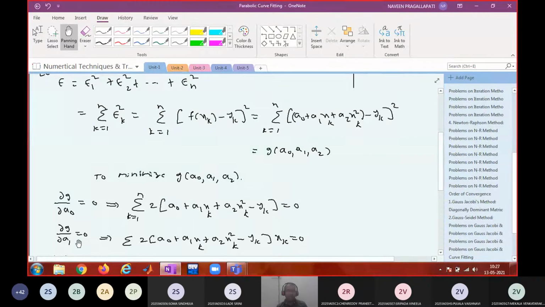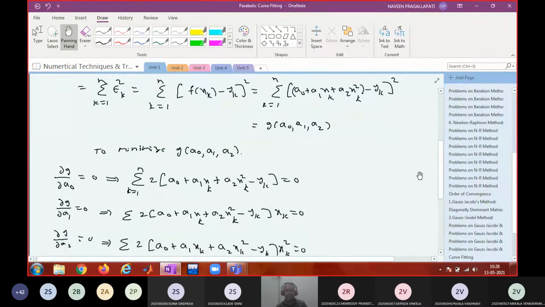When differentiating with respect to a1, the derivative of the expression is the derivative of each term. So two times this expression, and with respect to a1, the a0 derivative is 0, the a2 derivative is 0, and the a1 derivative is 1, so it is multiplied with xk. Similarly, when differentiating with respect to a2, two times this expression, the a0 and a1 derivatives are 0, the a2 derivative is 1, so xk square will remain.